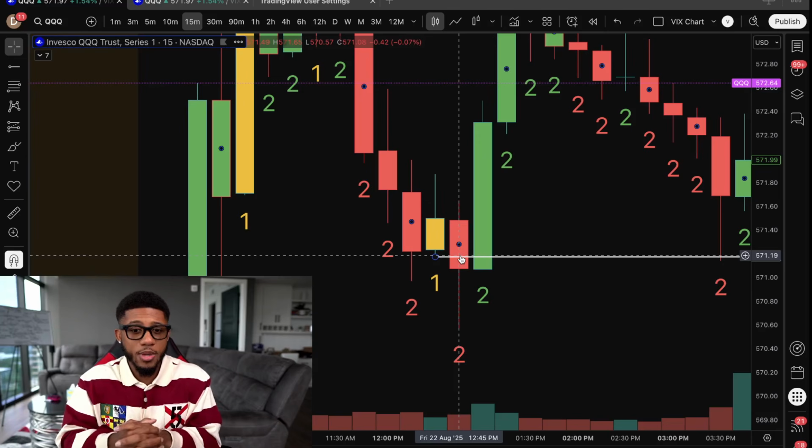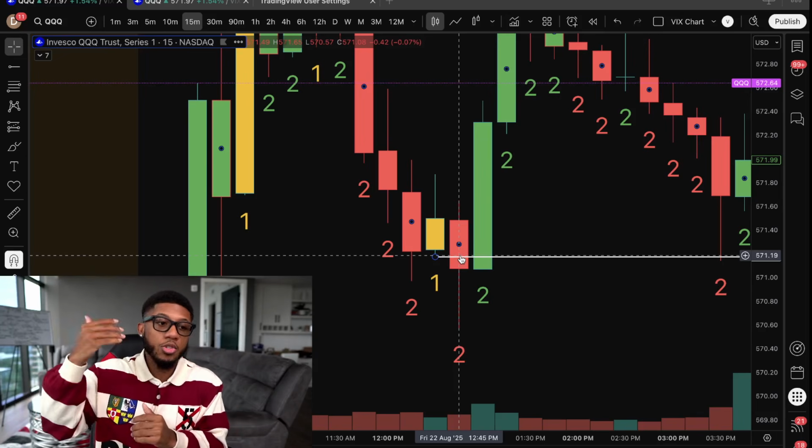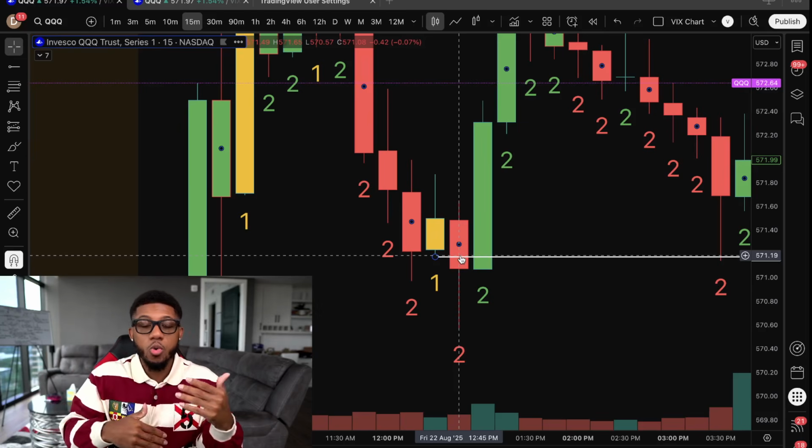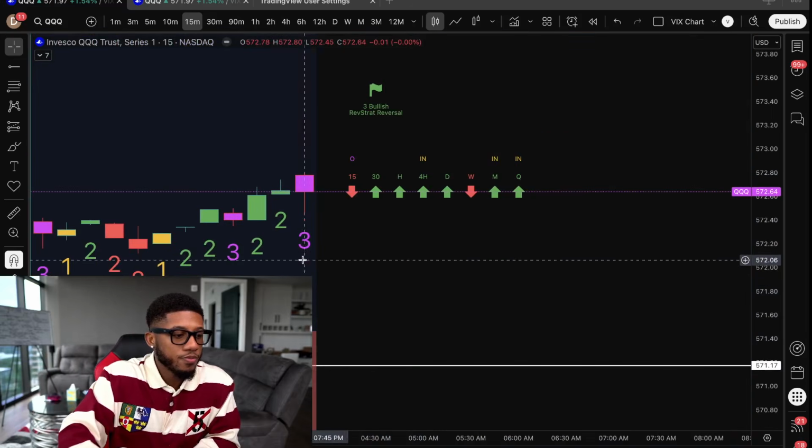So hopefully everything is making sense. If you need to rewind this, feel free to. But yes, this is an inside bar. Now we talked about a 2 up and a 2 down. These are directional, so we know who's in control, right? And now let's move on to 3s, okay?